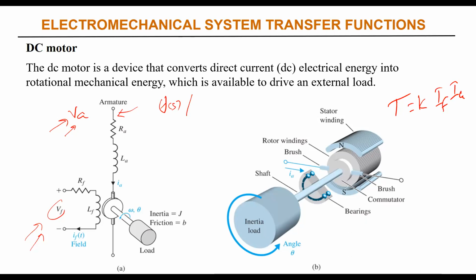Take the superposition? No, not superposition. In superposition, you are assuming one of them equal to 0. But you cannot have one of them be 0, because there will be no magnetic field in that one. I see. So the idea is that we assume that the two are not varying at the same time. Yes, you take one at a time.